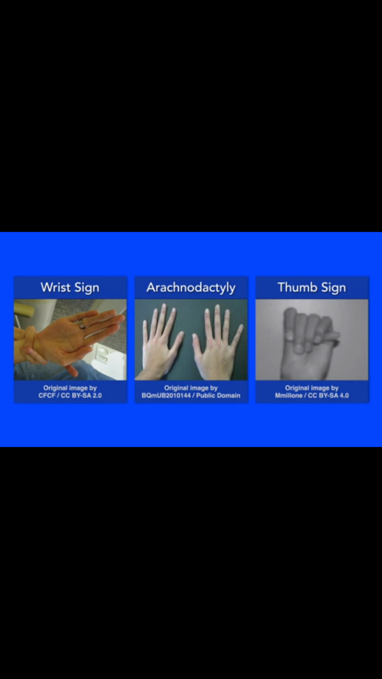Arachnodactyly and the wrist and thumb signs are just a few of the possible musculoskeletal findings in Marfan syndrome. For other findings associated with Marfan syndrome, check out some of the other videos and playlists on our channel.